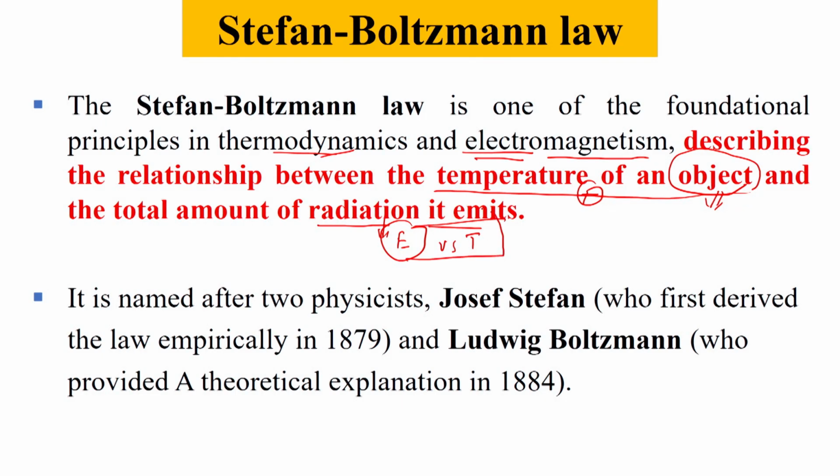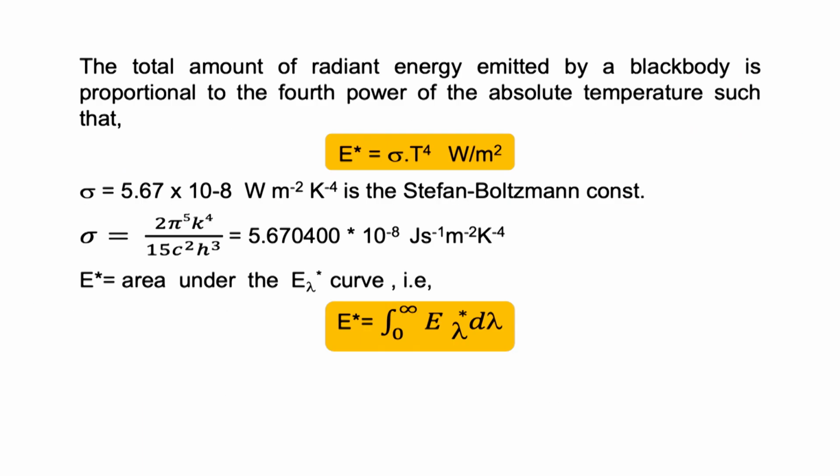This is governed by the Stefan-Boltzmann law, and this was named after two physicists, Joseph Stefan, who first derived the law empirically in 1879, and Ludwig Boltzmann, who provided a theoretical explanation in 1884. Because of both their names, it was given the name Stefan-Boltzmann law. And this is a simple equation.